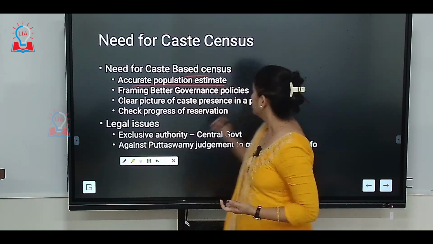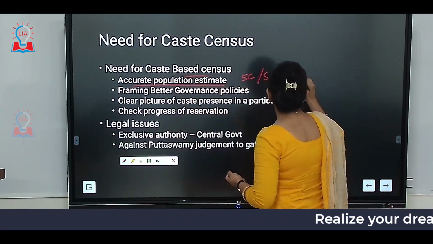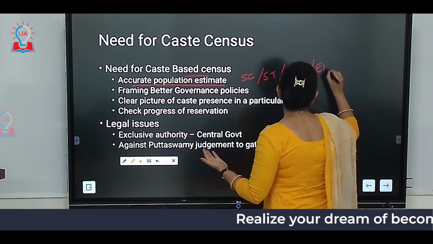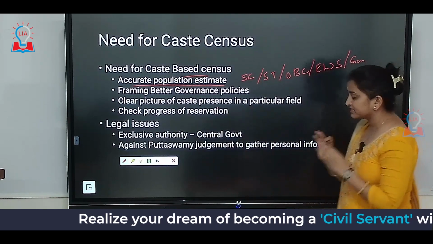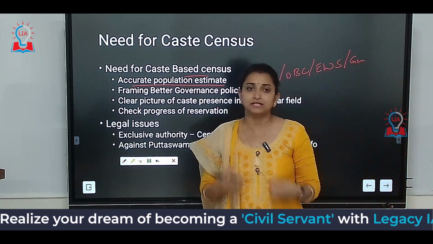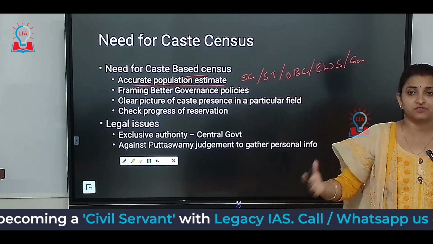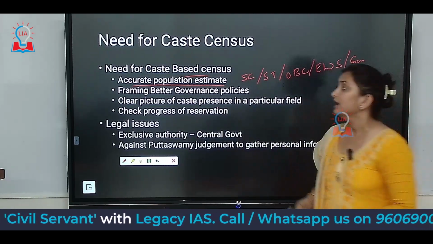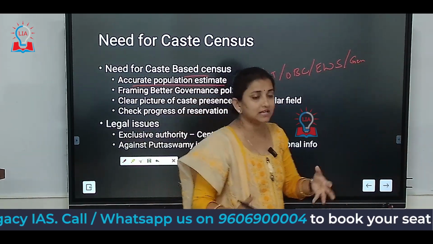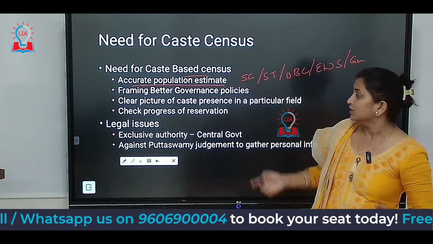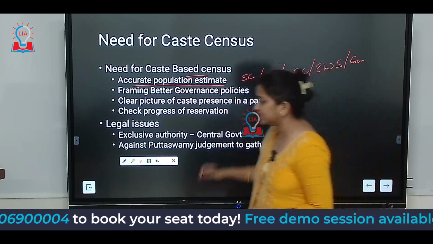It will help us to find out the percentage of SC, ST, OBC, EWS or even the general category. So basically, the caste composition of society is something we will get to know. We do have a recommendation from the Mandal Commission which says almost 50% of the population is OBC. But right now, what is the condition? So from time to time, this updation must be carried out. This census will help us accurately find out the population estimate.